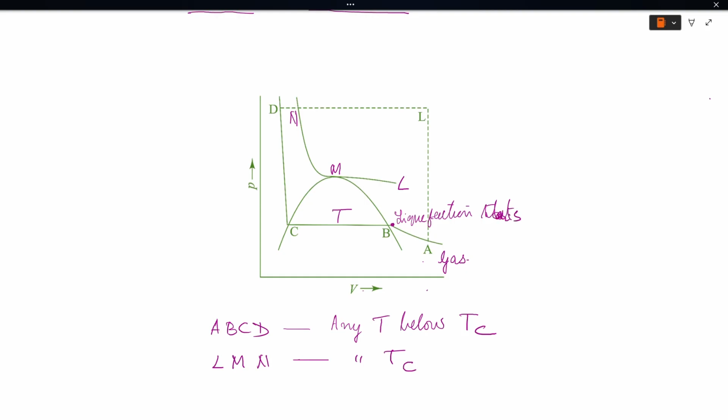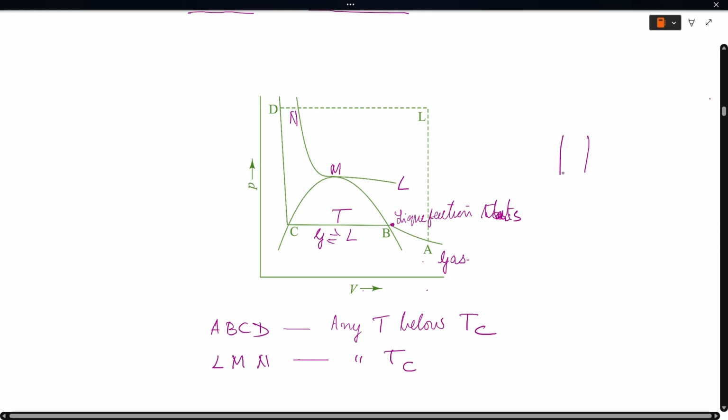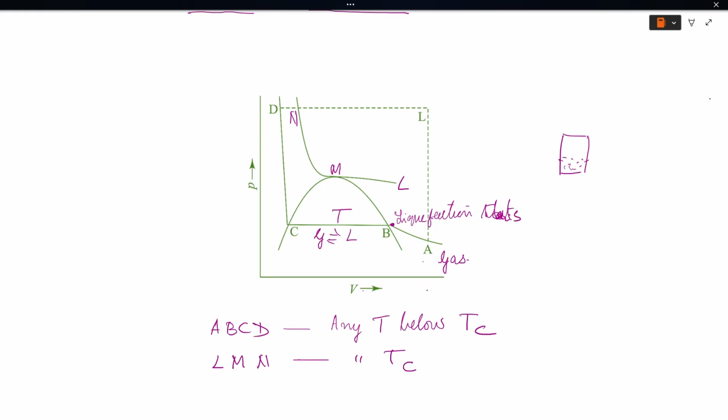Okay. Now, the liquefaction starts here at the point. Now, in this region we have both gas and liquid coexisting. The proportion may vary, but from B to C we have the gas and liquid coexisting together. So, what will happen is if I am taking it in a vessel, here we will have the liquid state where the molecules are closer, and here we have the corresponding vapor of the gas.